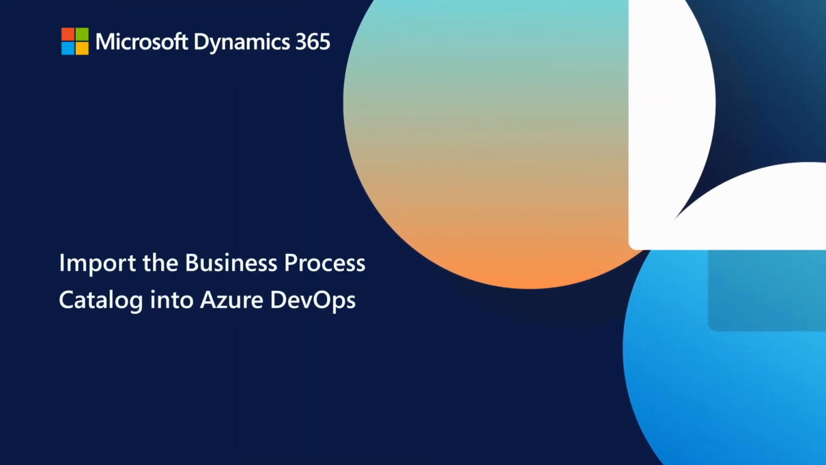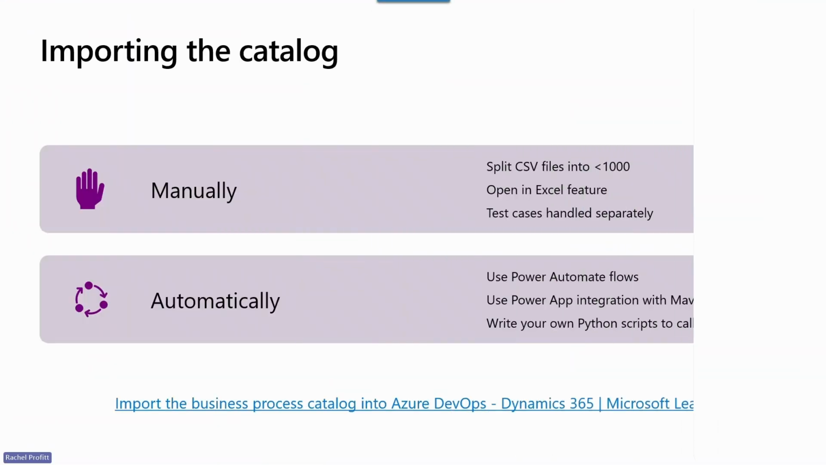At this point, you've now got an empty Azure DevOps project and you're ready to start importing the Microsoft Business Process Catalog into your DevOps environment. There are a couple different ways that you can do this. You can do this manually. And the way that we've documented in our Learn articles is the manual technique, where you need to split the CSV files into 1,000 rows or less.